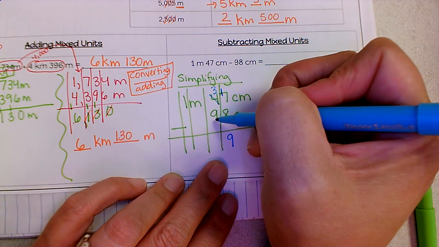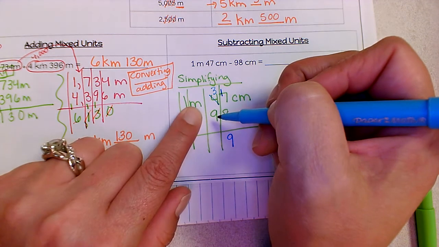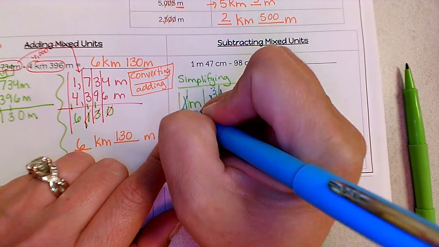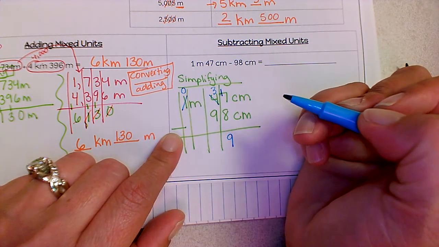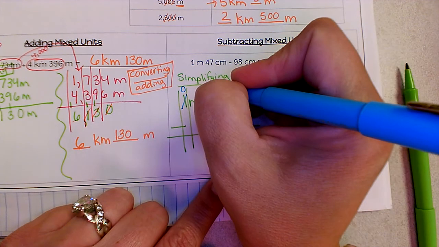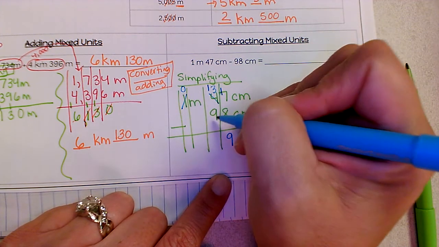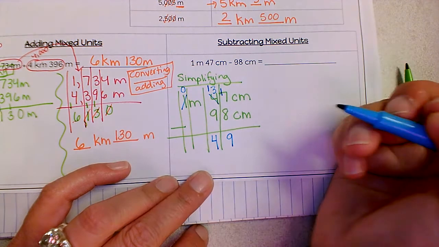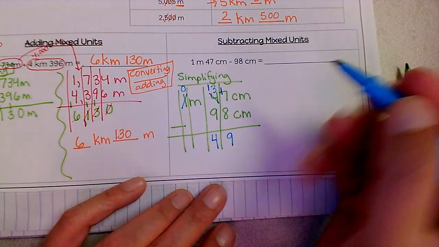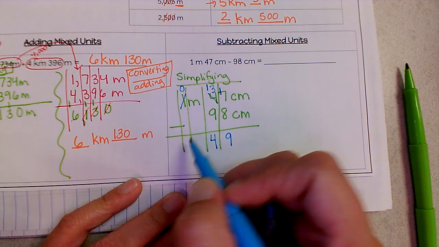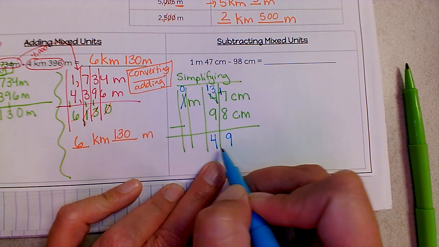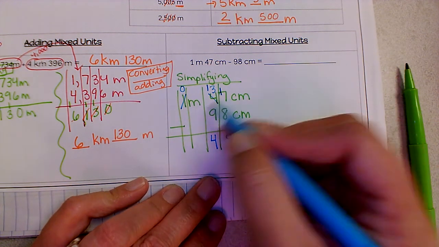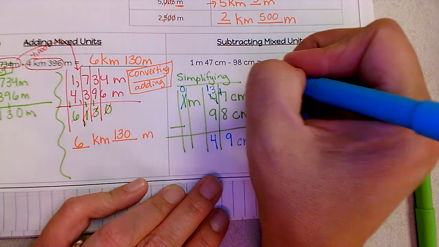Now can I do 3 minus 9? No, but who do I borrow from? This M? No, sillies. I am going to borrow from the meters, and that is going to become a 0, right? Because I borrowed 1. And this 3 becomes 13. 13 minus 9, 9, 10, 11, 12, 13, is 4. So how many centimeters is left? Do I have any meters? Nope, I only have 49 centimeters. Okay, now I think I'm right here. But that was simplifying.